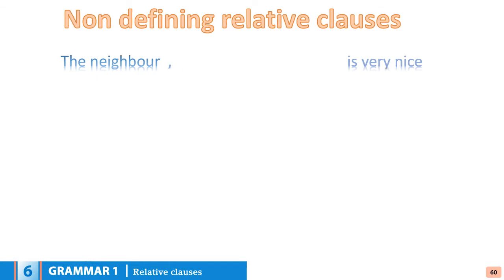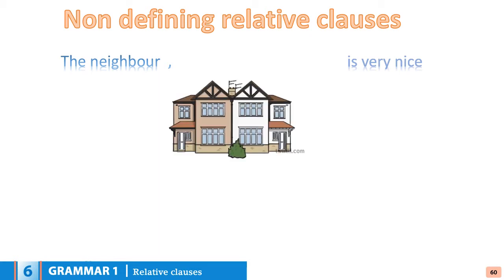Non-defining relative clauses. Take a look at this sentence. The neighbor is very nice. We live here in this house, okay? And we've just got one neighbor here.